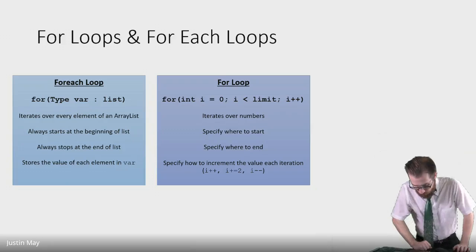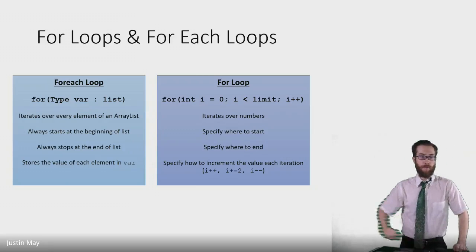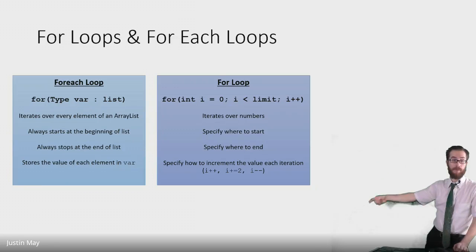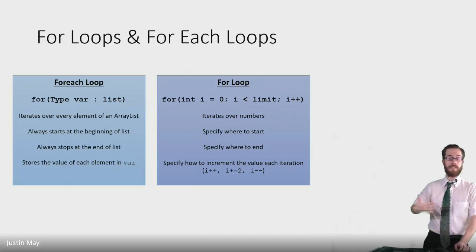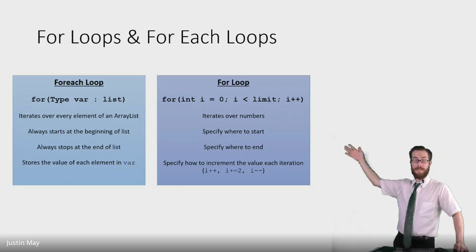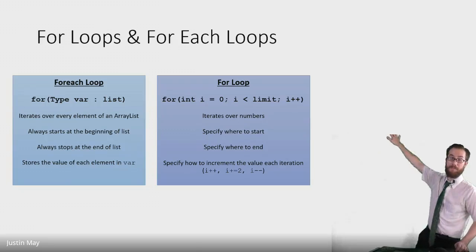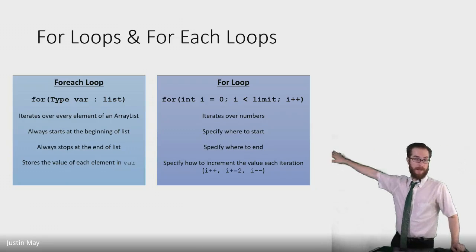A for each loop iterates over every element of an array list. A for loop iterates over a bunch of numbers, starts at 0 and you just keep adding to it, right? So that's a huge difference. The for each loop is iterating over elements of a list. A for loop is incrementing numbers. It's basically counting, right? Loop 5 times. That's it. And tell me how many times you looped. 1, 2, 3, 4, 5.